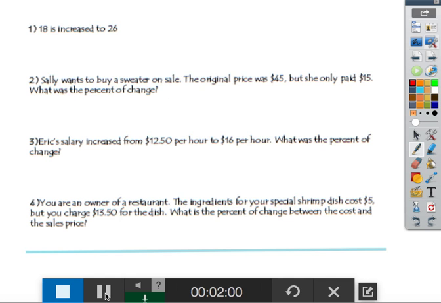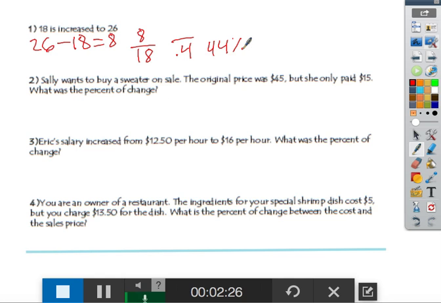Subtract 26 minus 18, and you get 8. Then you have to put it into a fraction, which would be 8 over 18. When you divide it, you get 0.4 repeating. You change it to a percent, and it's 44%.